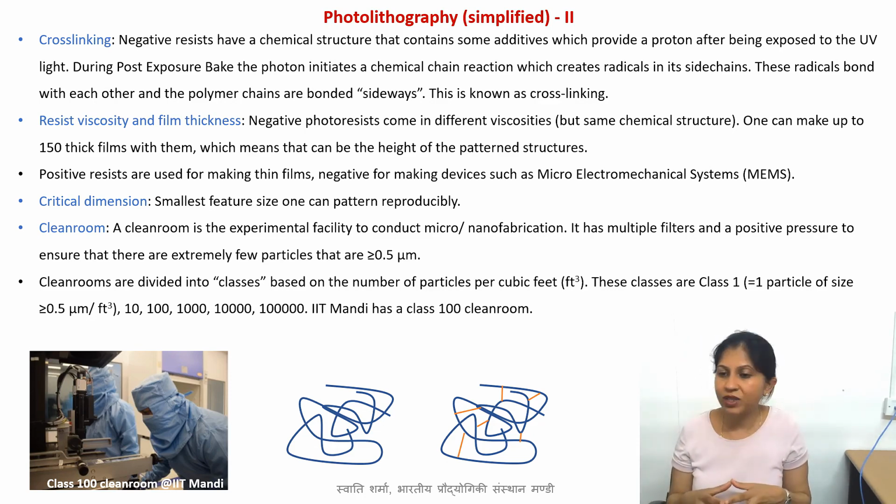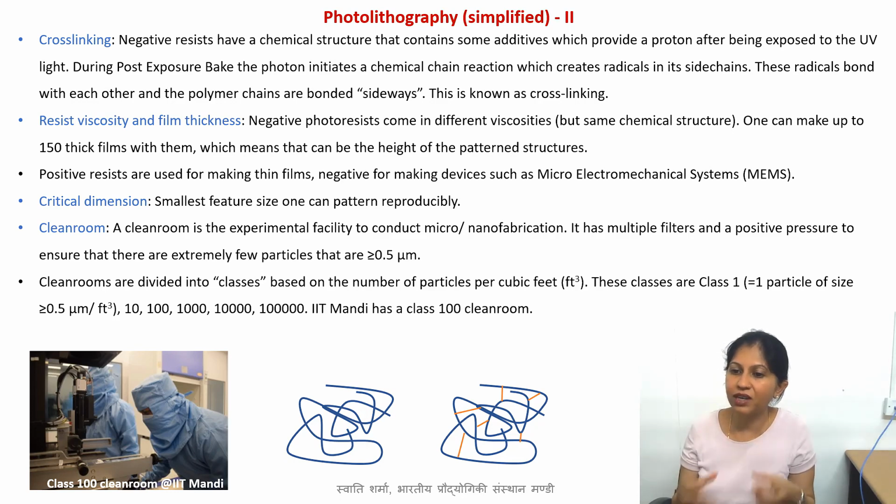Now, these clean rooms are extremely expensive. So the most common clean rooms for research purposes are class 1,000 or 10,000, because it becomes more and more, exponentially expensive when you go for higher cleanliness. Here in IIT Mandi, if some of you want to perform any experiment, we actually have a very nice class 100 clean room, which is actually a very expensive facility.